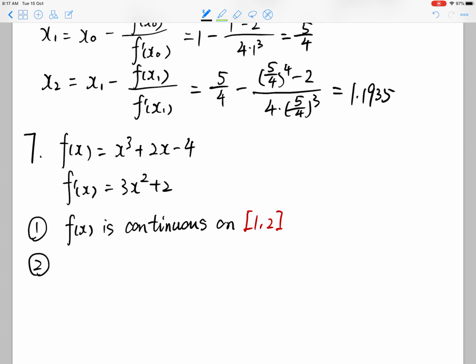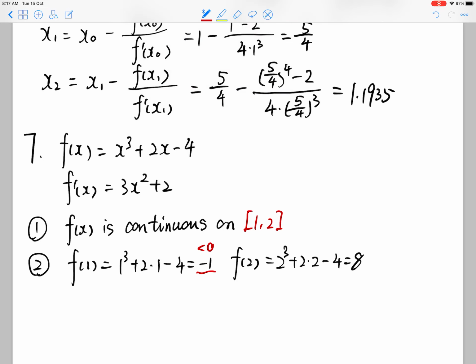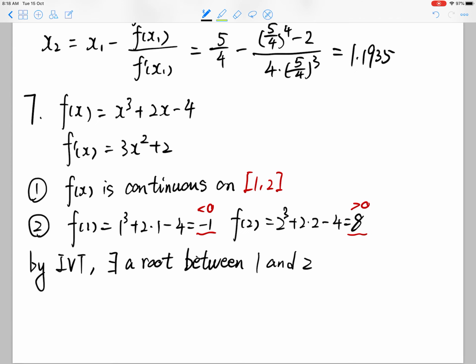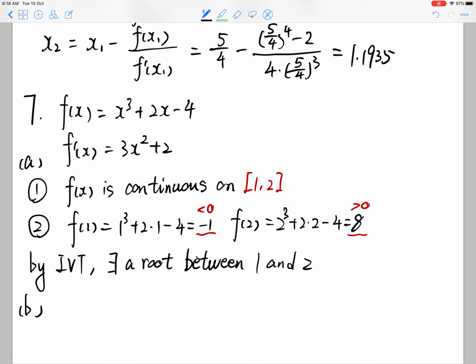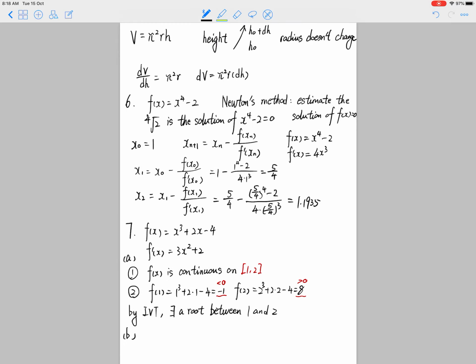And second part, f(1) is what? It's negative 1. f(2) is 8. Right? So f(1) is negative, f(2) is positive, which means by the intermediate value theorem, there exists a root between 1 and 2. Okay, so this is the first part, to prove there's a root. And the second part, you use Newton's method to approximate, right, to 5 decimal places. So let's see how to estimate to 5 decimal places.